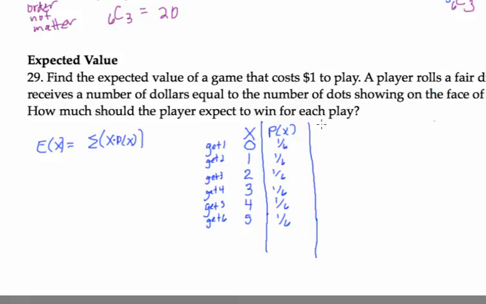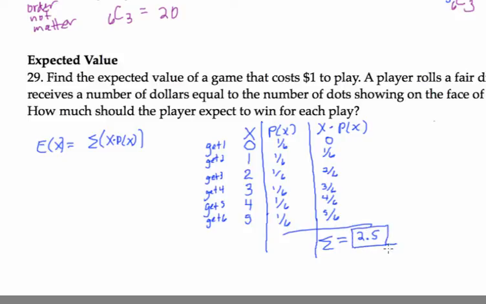So I need to make myself an X times P of X column. I'll evaluate each of these and then add them up. And this right here will be my expected value. So I did X times P of X for each row of my column. And now I'm going to add up all these numbers and I get 5/2, or 2.5. I did this a little bit differently than was done on the key.